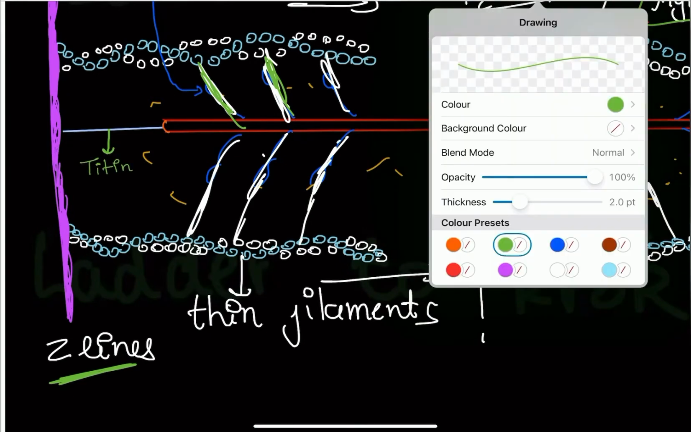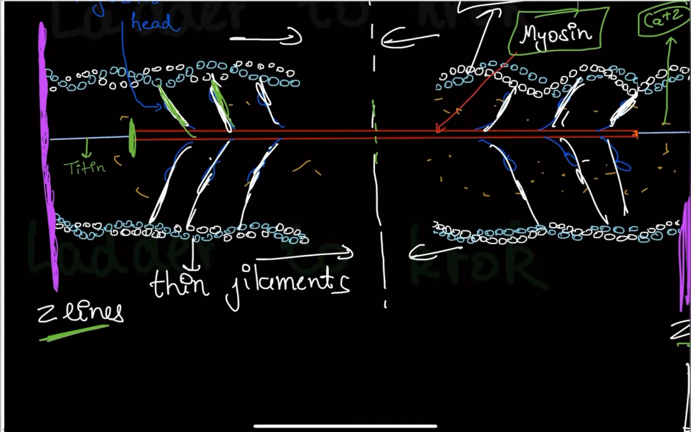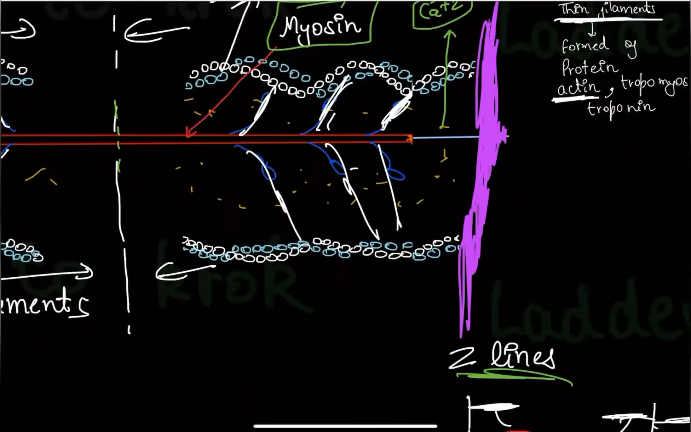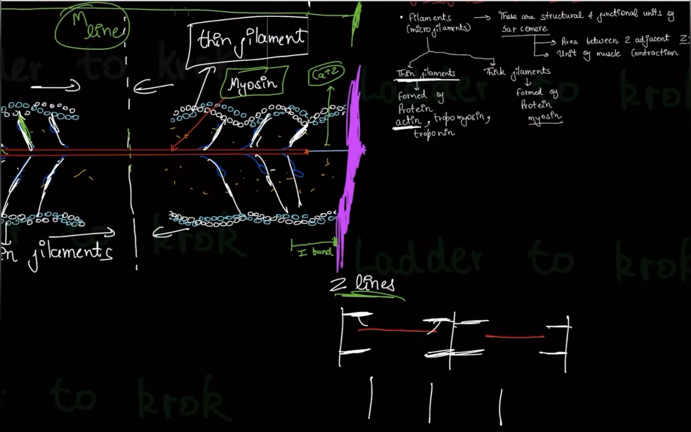Okay, titin. This titin is joining the myosin ending with the Z line. We call this part the I band. Here also the same thing, here also we have this I band.